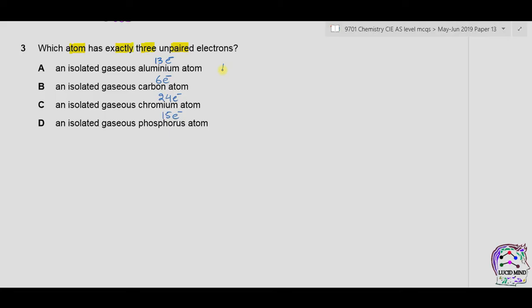First for aluminum atom. So aluminum equals 1s2, 2s2, 2p6, 3s2, and in 3p we just have 1 electron left. So we just have 1 unpaired electron, so therefore A is incorrect. Similarly for carbon, we can do the electronic configuration 1s2, 2s2, and in 2p we have 2px and 2py. So the number of electrons is 1 in each 2px and 2py, so we have 2 unpaired electrons. Actually we need 3 unpaired electrons, so carbon is also incorrect.